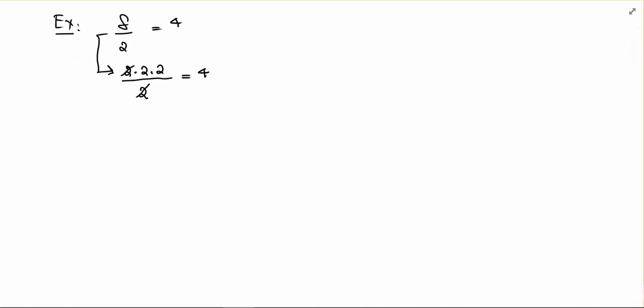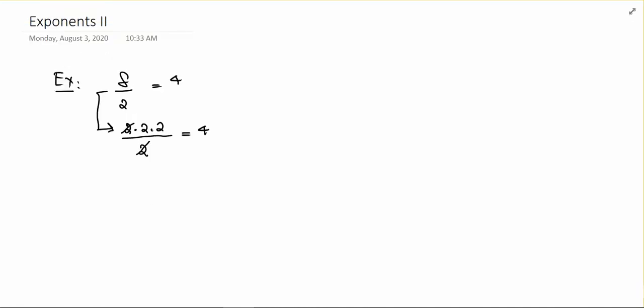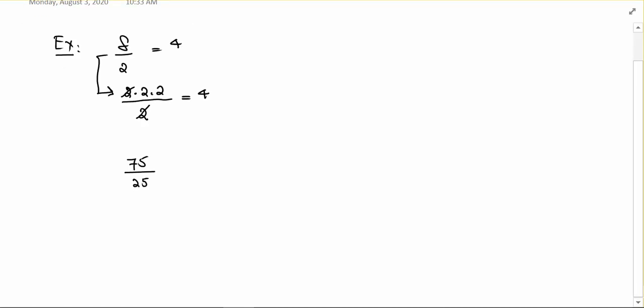Let's take a look at another problem with numbers. Let's say you had 75 divided by 25. You could think of this as 25 times 3, and then on the bottom you have 25, and you can cancel one of these with the 25, and you get yourself your 3.